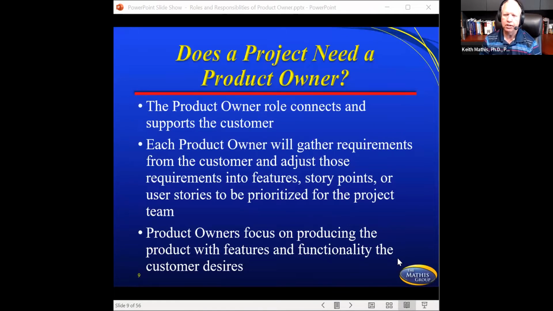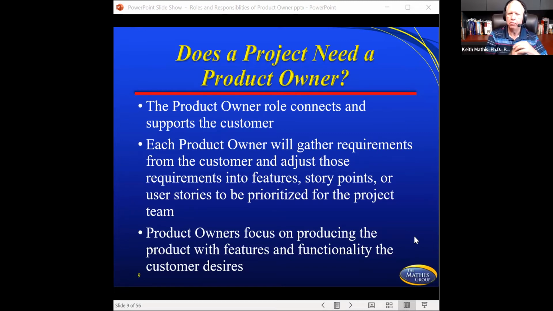So does a project automatically need a product owner? This is one of the challenges that comes into a lot of the hybrid situations that many of you are in. The product owner role connects and supports the customer. So if you don't want to have a product owner, you're still going to have to have somebody who is connecting and representing that customer.